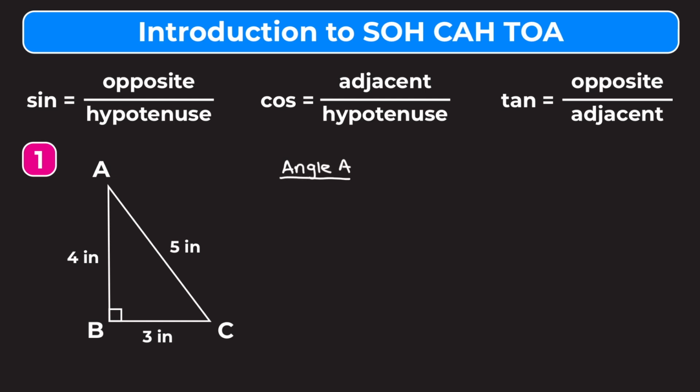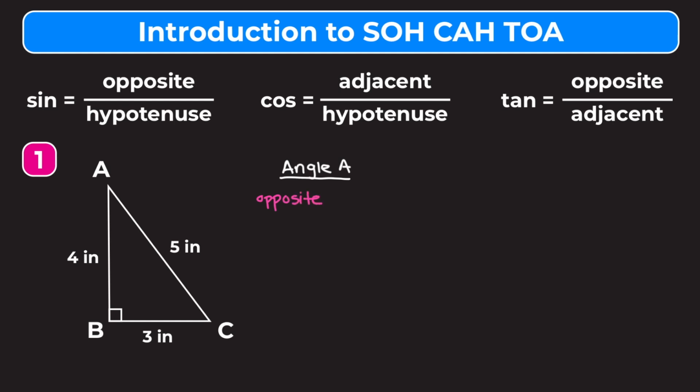And what I want to do first is figure out what the opposite and adjacent sides are for angle A and our hypotenuse, which is always going to be the side across from the right angle. So in this case, it's 5 inches. So we're just going to write down what all of the sides are for angle A. First, let's figure out what the opposite side is.